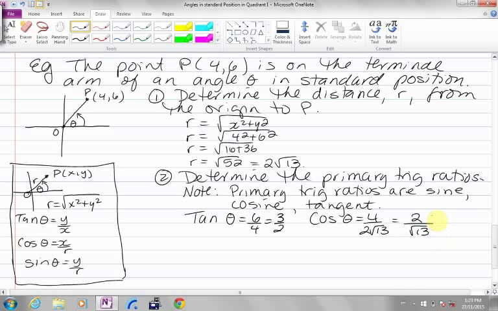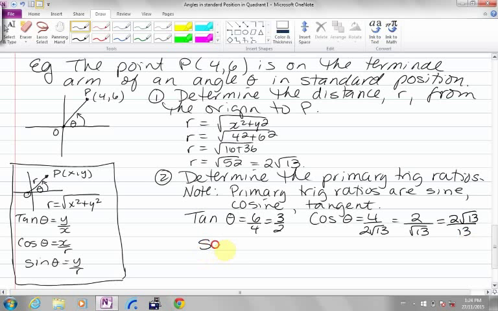Now, in the past, I've always made you rationalize the denominator when you have a radical. I'm not going to be too picky in trig, to be honest, because we're using the trig ratios to help us find other stuff, and it's not really crucial that we have them in proper form. So I'm quite happy to accept just 2 over root 13. But you might, in your book, see 2 root 13 over 13, which of course would be the same value with the denominator rationalized. So you may see either answer in your book. But for me, I'm not going to be too concerned if you leave it as 2 over root 13. Okay?